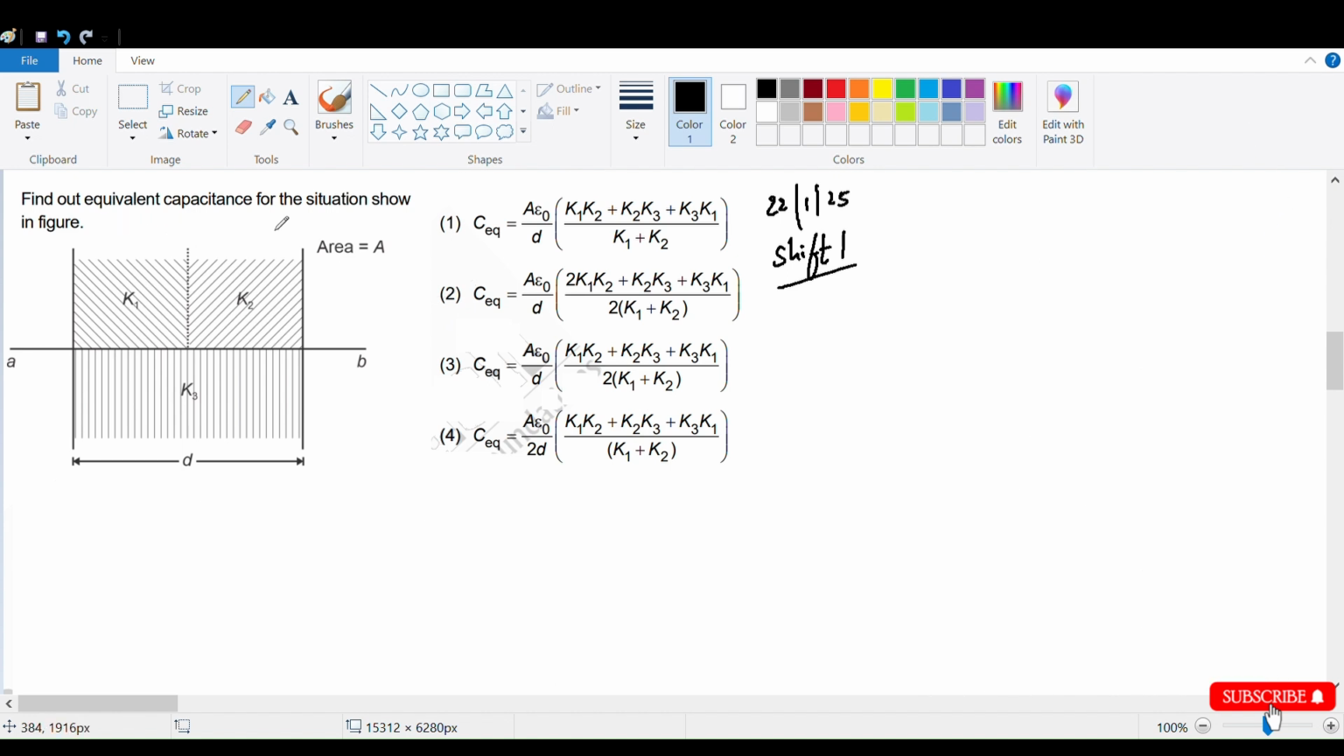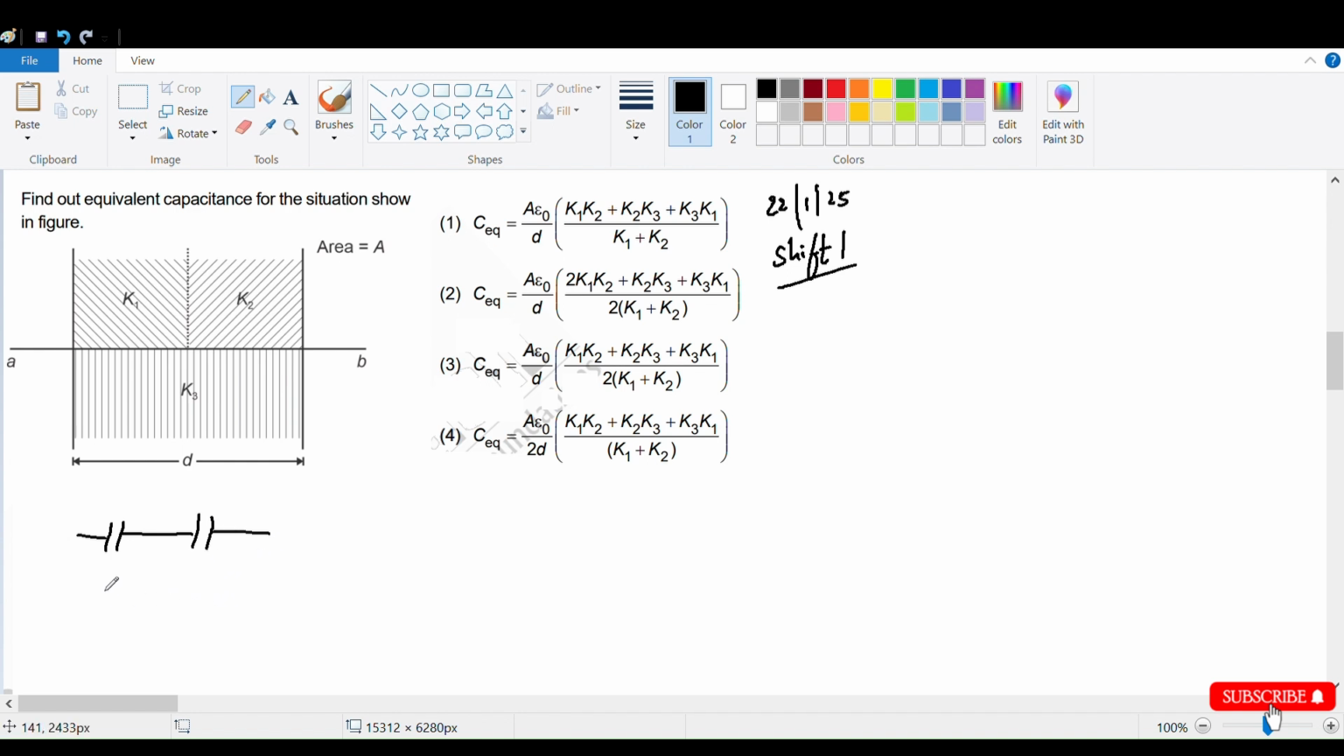Find out the equivalent capacitance for the situation shown in the figure. See here, three dielectric constants K1, K2 and K3 are given. The distance between the two plates of the capacitor is D and the area is A. In that, it has been divided into three parts. This situation is something like this. Here you can take three capacitors. This is the first capacitor, and this is the second capacitor.